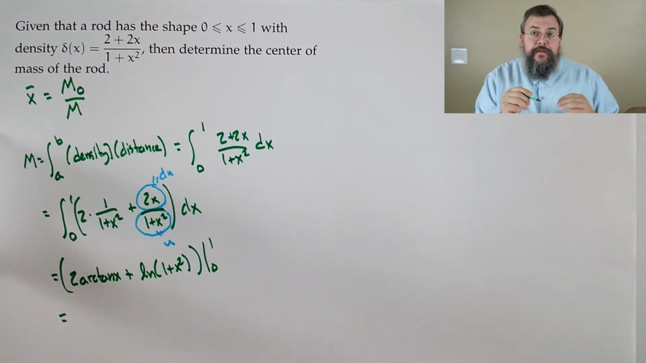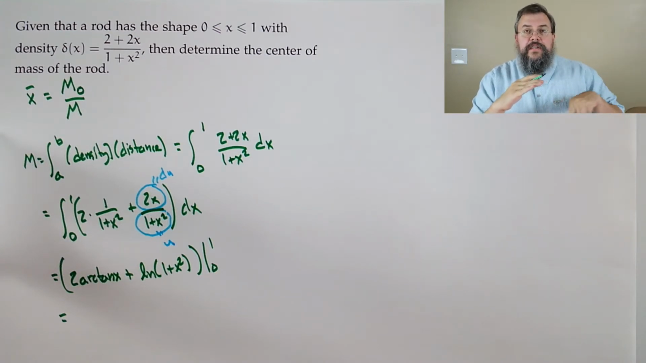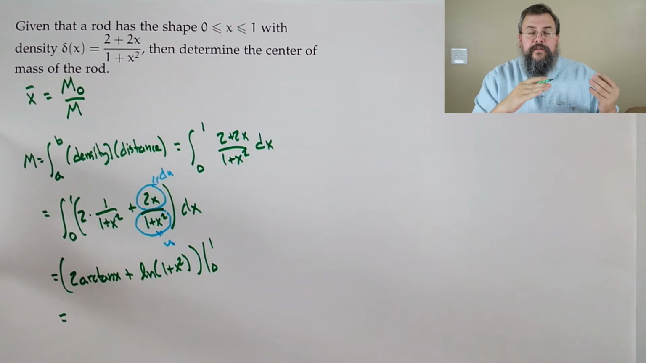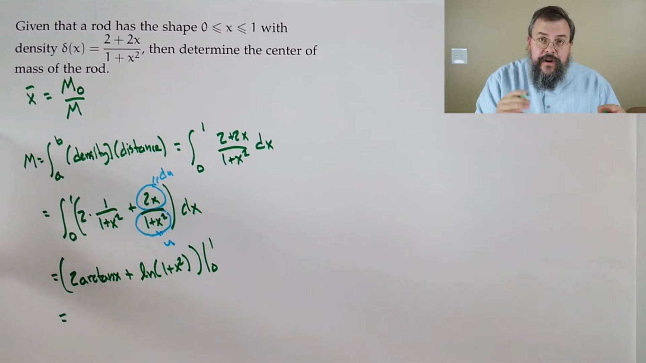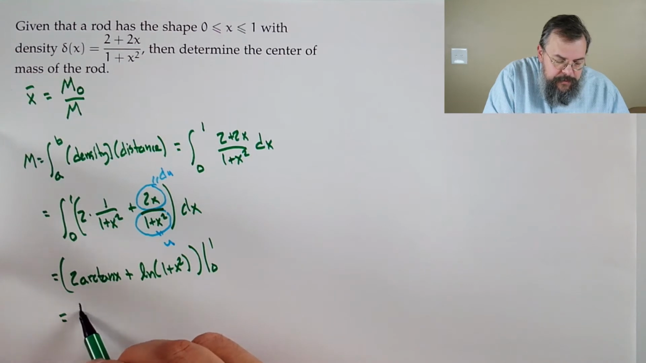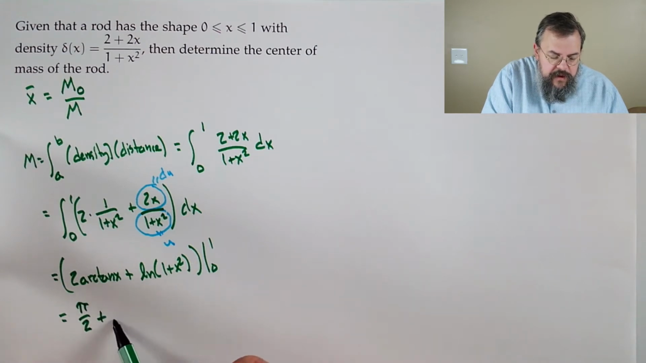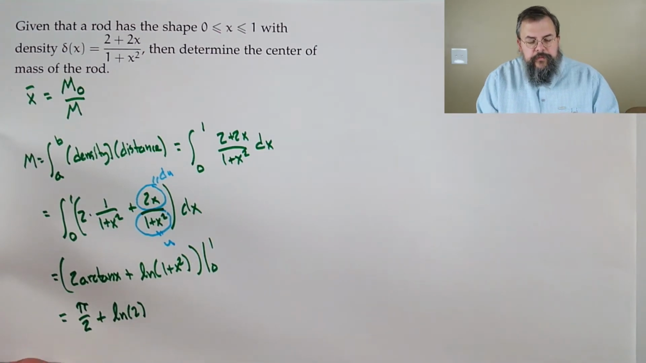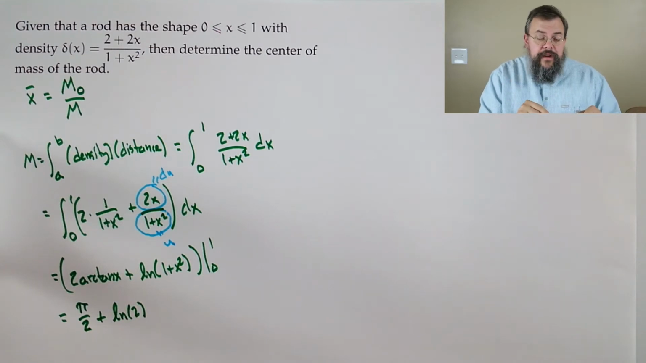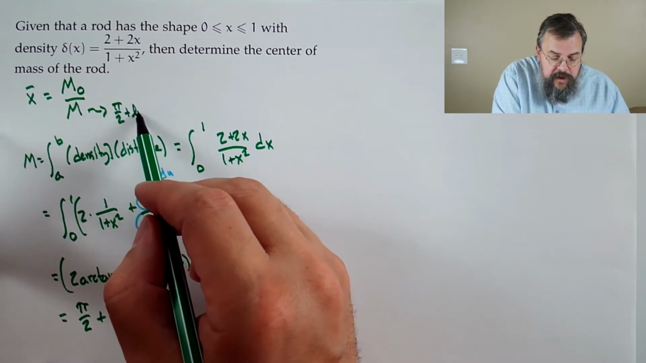Because tangent of pi fourths, if you think about that 45-degree angle, then what you see is the opposite over adjacent are equal. So tangent of 45 degrees is 1, which means tangent of pi fourths is 1. That's why arctangent 1 is pi fourths. Okay, we knew that, right? Of course we did. So 2 times that would give us pi halves, plus 1 plus 1 squared is 2, so log 2. That's our mass. So that is what goes in our denominator, pi over 2 plus log 2.